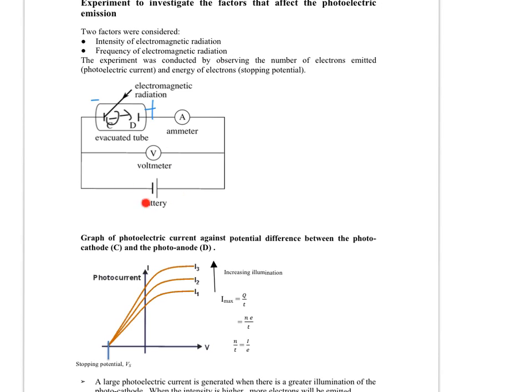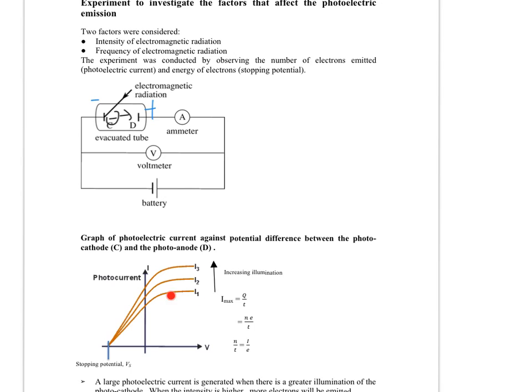Because if you try to increase the voltage further, you cannot have more than 10 electrons reaching this plate per second because you are only producing 10 electrons per second. So it is limited by the rate of emission of electrons. You cannot go higher than that. You understand? So that explains your maximum current.